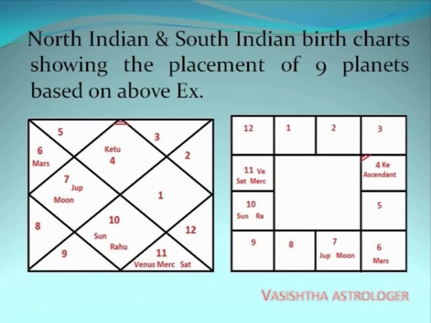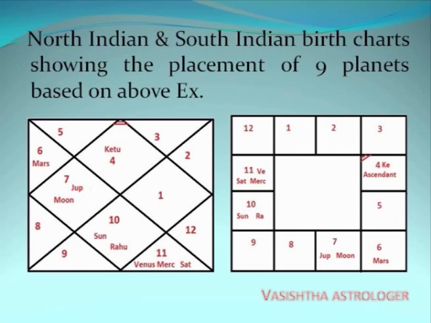For this birth chart, ascendant or Lagna is Cancer. Surya Rashi or Sun sign is Capricorn, and Chandra Rashi, that is moon sign, is Libra. Also notice the location of 9 planets in the horoscope.